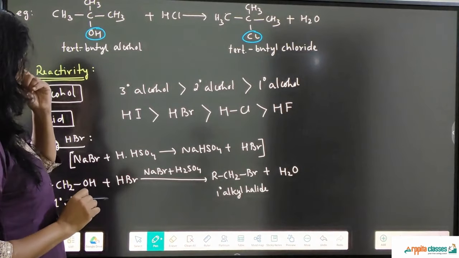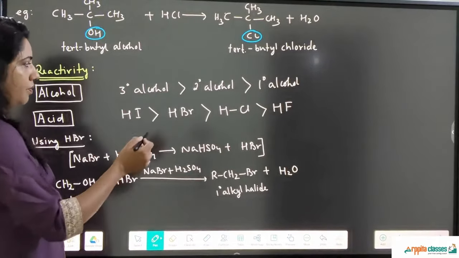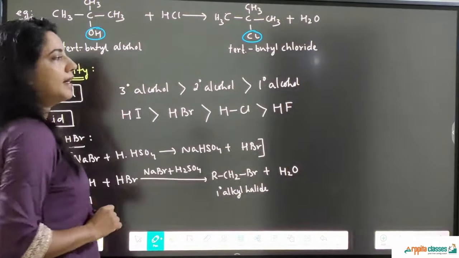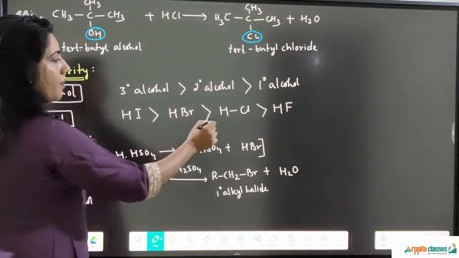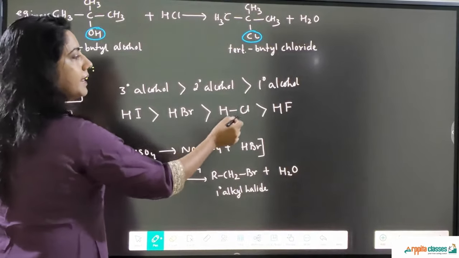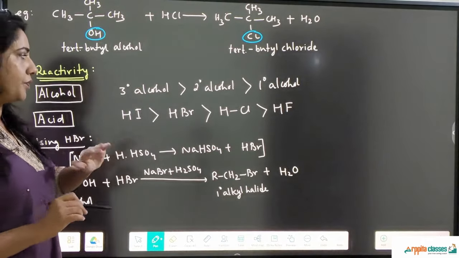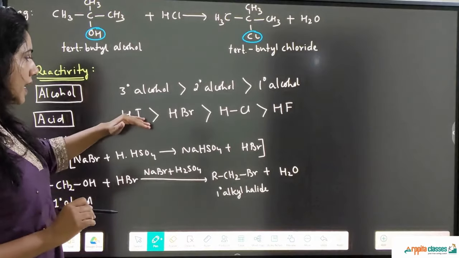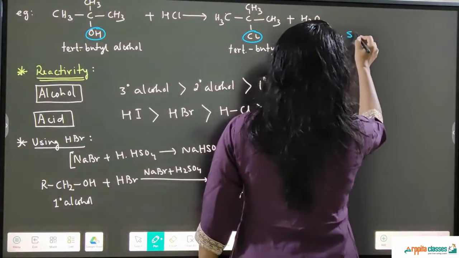Next is the reactivity of alcohol. 3 degree alcohol will react much faster than 2 degree and then 1 degree. And the reactivity of haloic acid is HI, HBr, HCl and HF. They have taken HF here, but we have not shown any reaction with HF. Why is this so? Because if you see HI, the size of iodine is bigger.